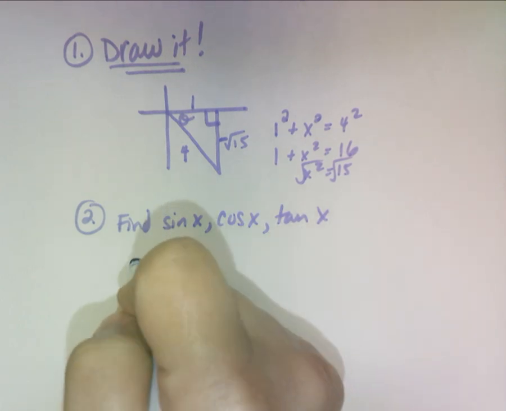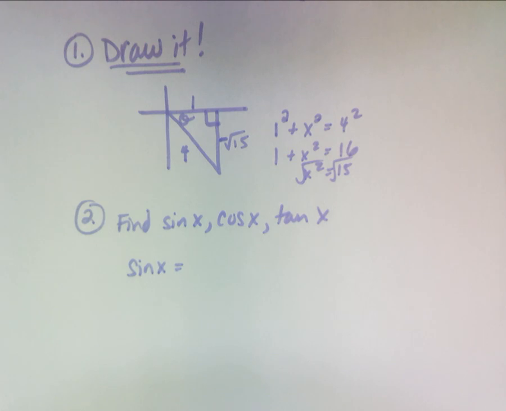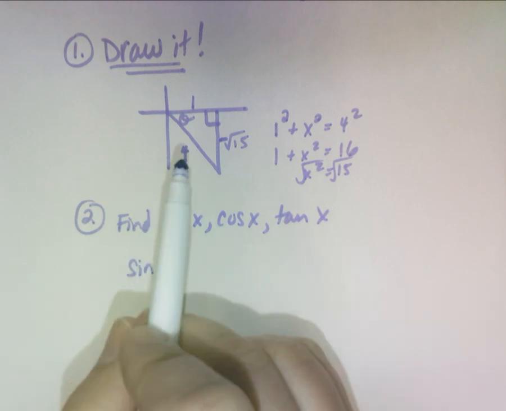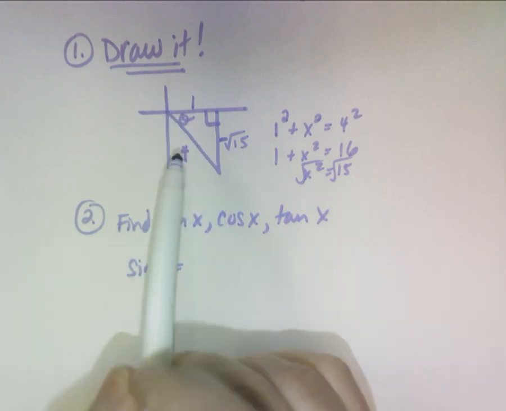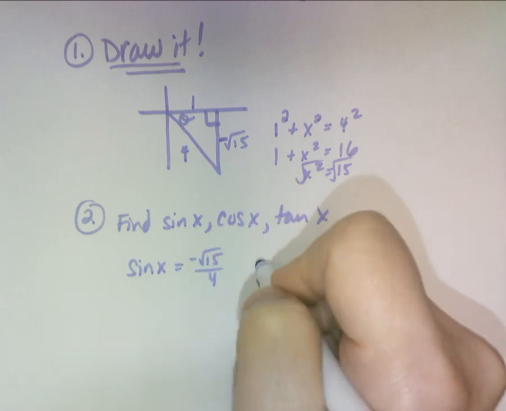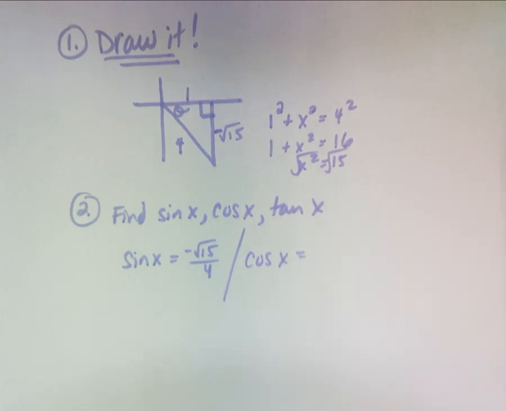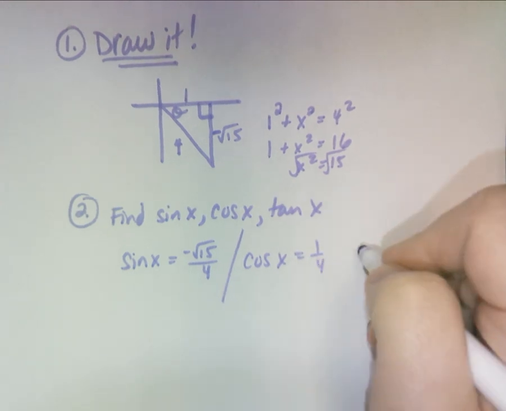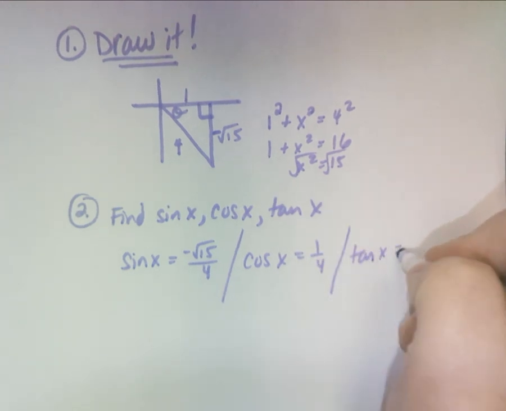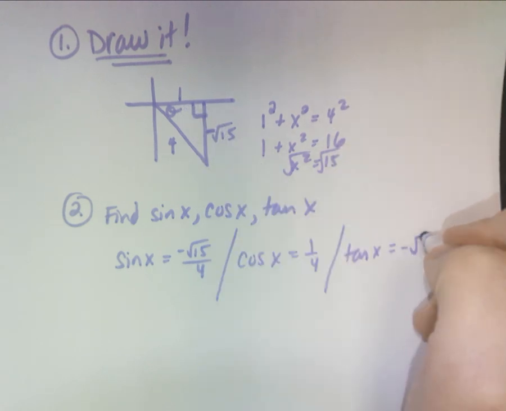So let's see, what's the sine of x, or theta? I guess I called it theta, but you know what I mean. Sine x is opposite over hypotenuse, so negative root 15 over 4. Cosine x is, well, we already knew that, 1/4. And then tan x is opposite over adjacent, so just negative root 15.